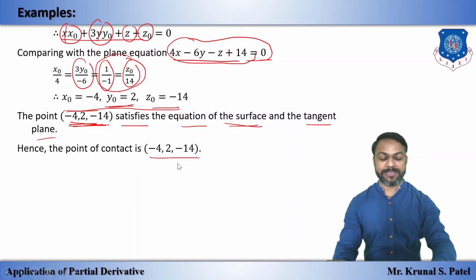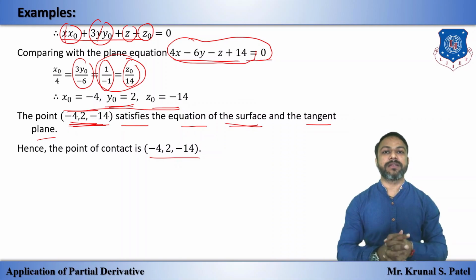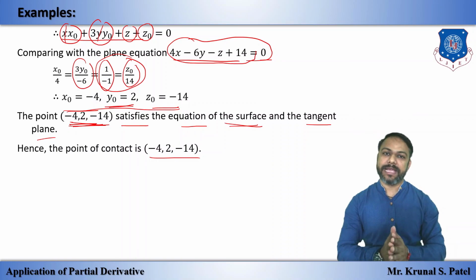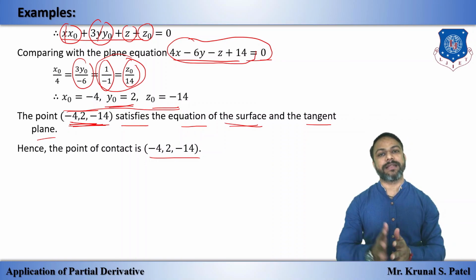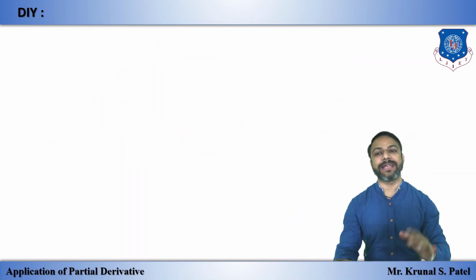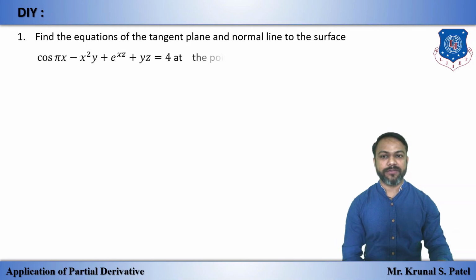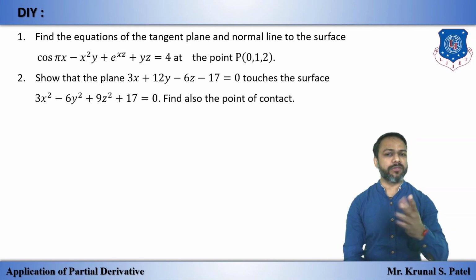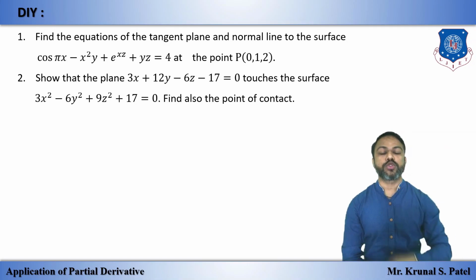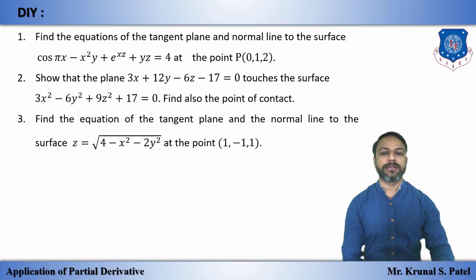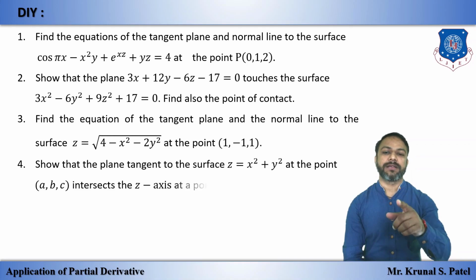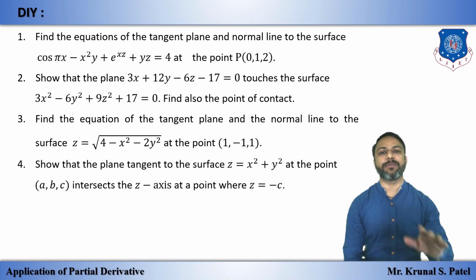How is this example different from the other 3 examples? You have to keep it in your mind, pay more attention, keep rewinding and see again and again what the changes are compared to the previous example. These are the DIY examples that you have to do yourself one by one. The first example is simple: only the tangent plane and normal line. The second example is the same as the previous one, where you have to show that the given plane touches the surface and find the contact point. In the same way, the third example is as simple as example number 1, and the fourth example is like example number 2. These are the practice examples.